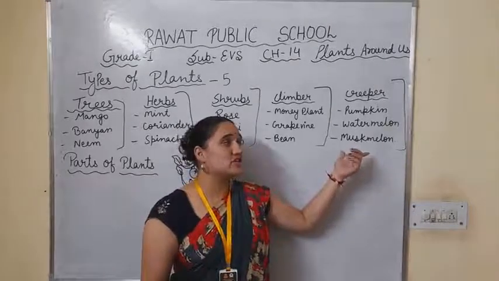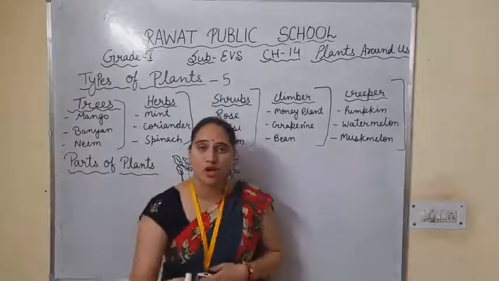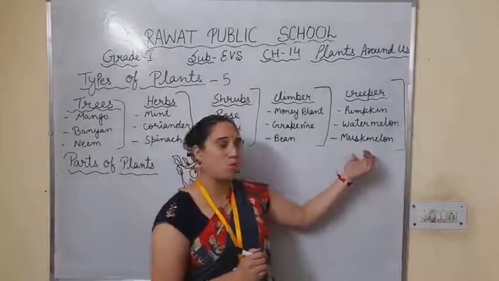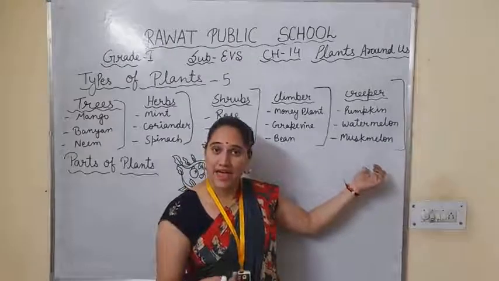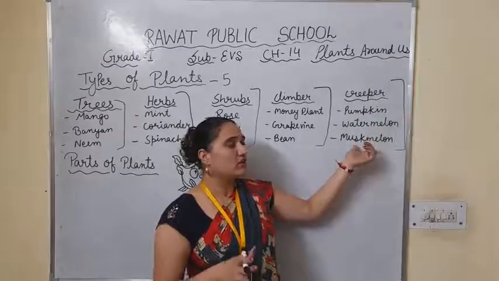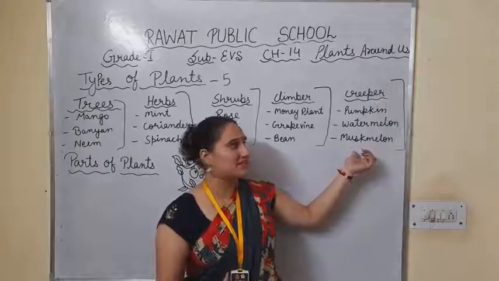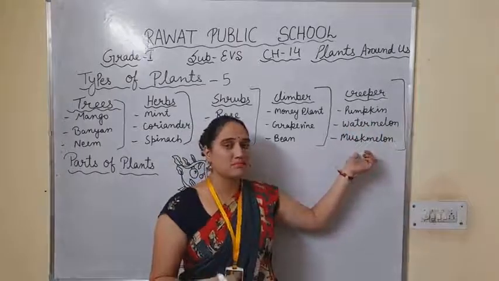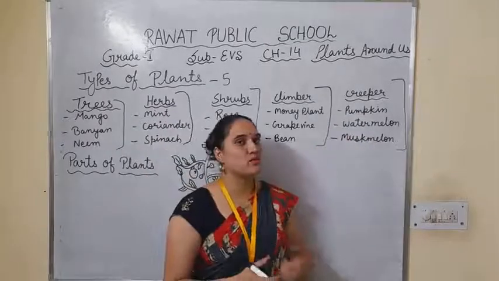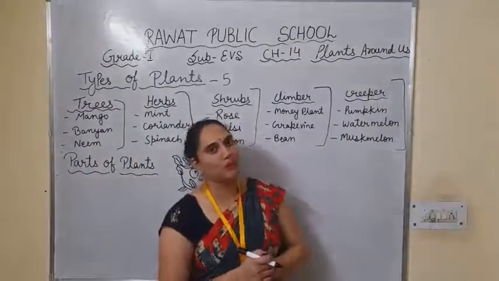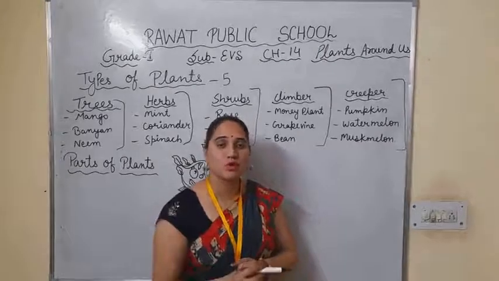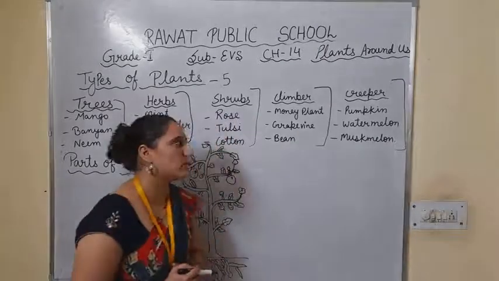So these kinds of plants will grow along the ground. So creepers' examples are pumpkin, watermelon and muskmelon. As you all know, all three fruits are very big in size. Watermelon and muskmelon we use in the summer season, and pumpkin we use to make vegetables. So their fruits are very big. So the creepers grow along the ground.